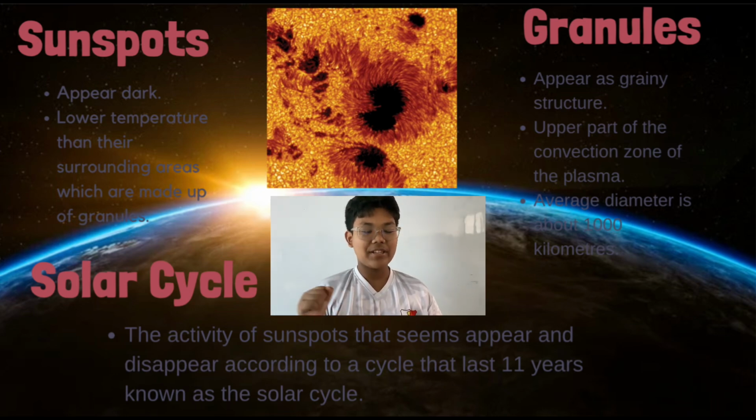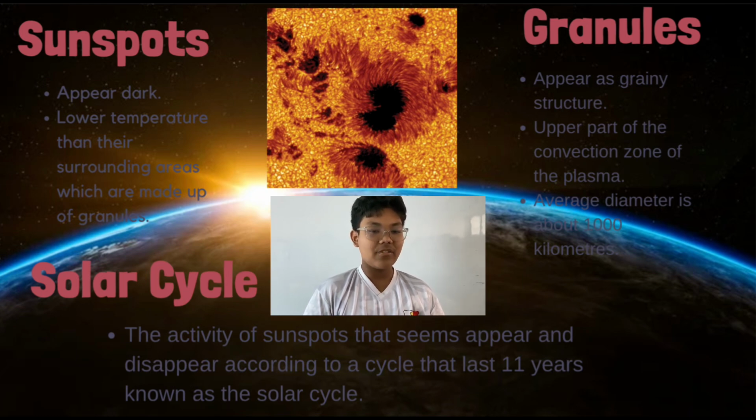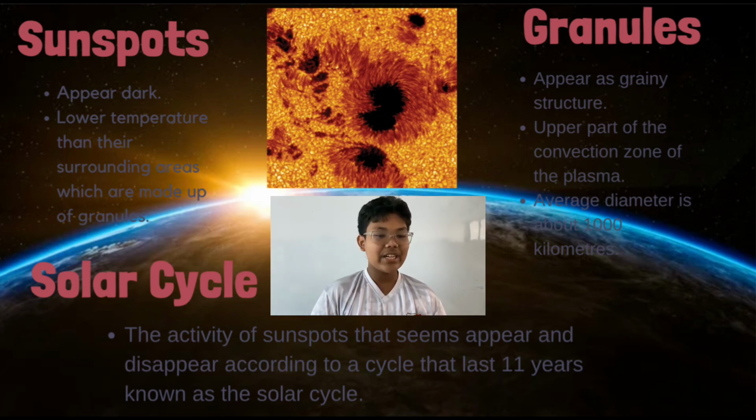First, we have sunspot. Sunspots always appear dark and have a lower temperature than their surrounding areas, which are made up of granules. Next, we have granule. Granules appear as a grainy structure, part of the convection zone of the plasma. The average diameter of a granule is about 1000 km. Next, we have the solar cycle. The number of sunspots appears and disappears according to a cycle that lasts 11 years, known as the solar cycle.